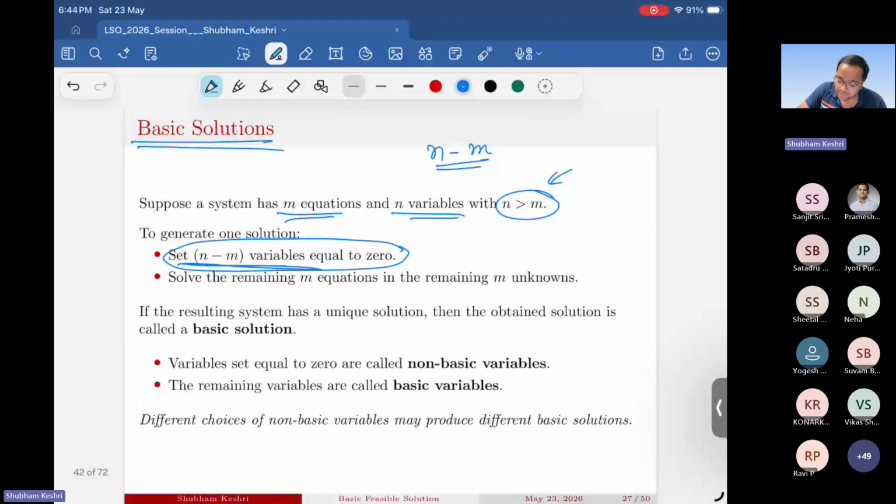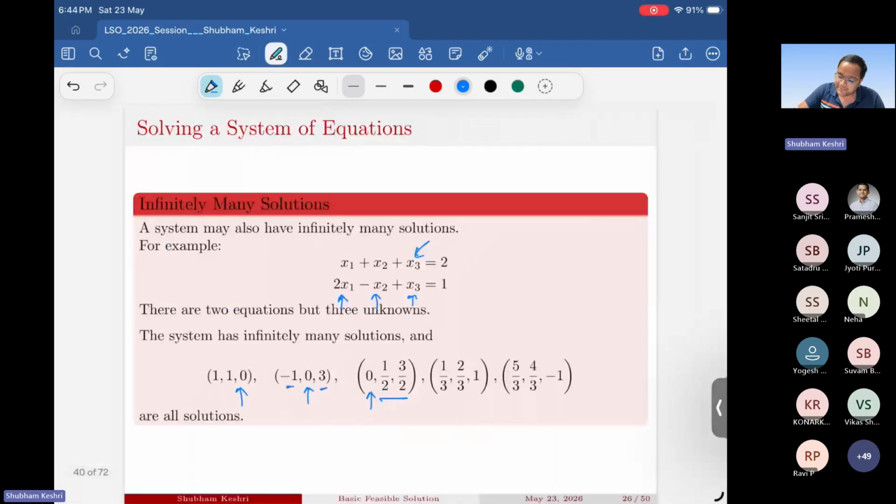So what is a basic solution? When you put n minus m variables as 0, any n minus m of the variables, and you obtain the solution of those equations after fixing their values, then that solution is known as a basic solution. So in this example, this is a basic solution, this is a basic solution, this is a basic solution. These are not basic solutions. Okay.